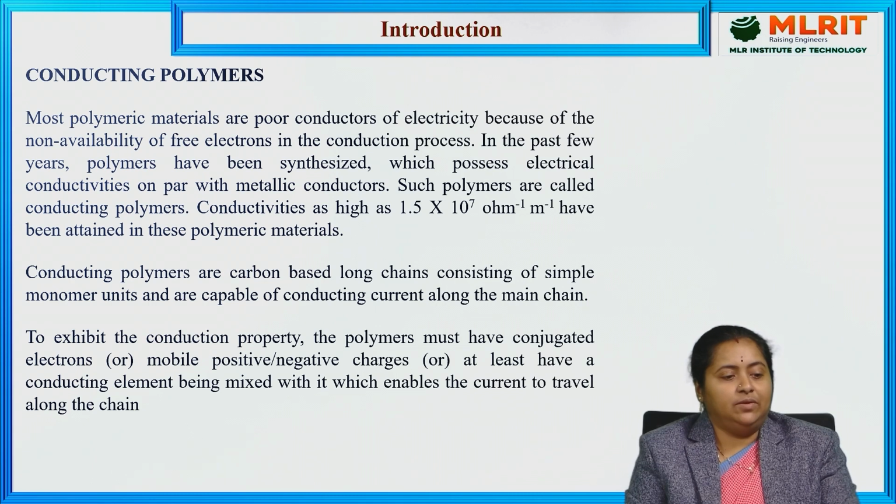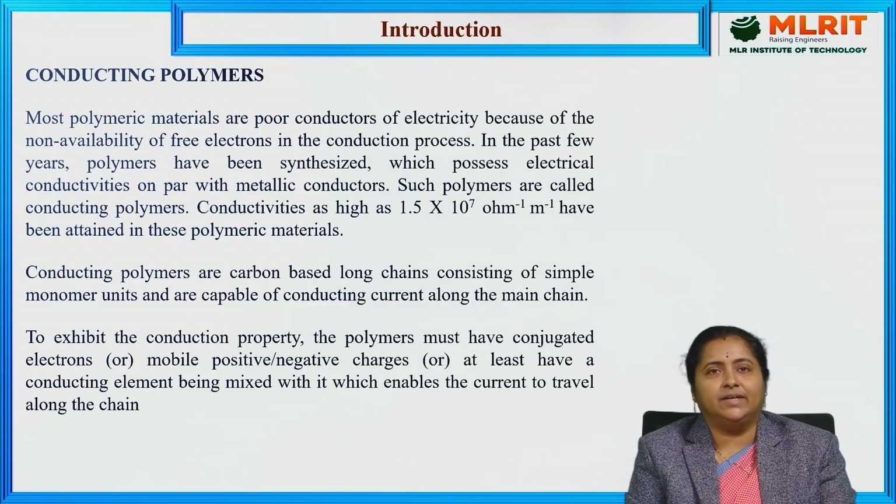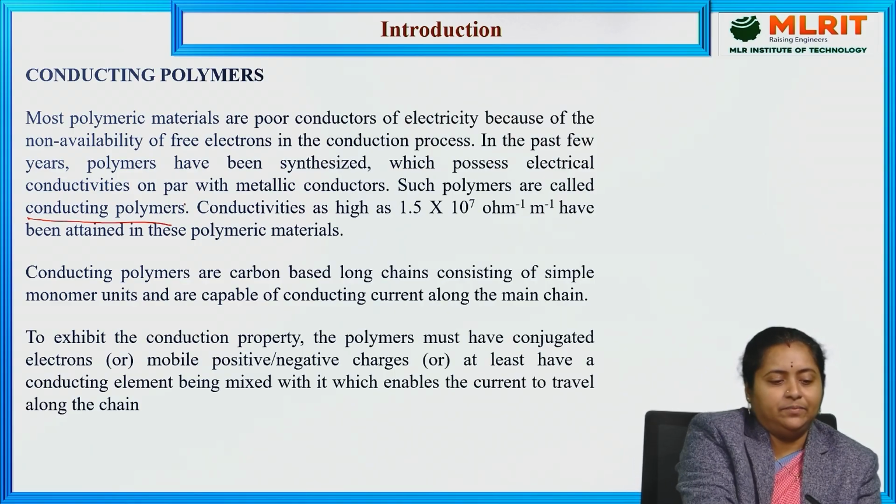So as I told you, some kind of polymeric materials are able to exhibit conduction when they have availability of free electrons. That means most polymeric materials are poor conductors of electricity because of non-availability of free electrons in the conduction process. In the past few years, polymers have been synthesized which possessed electrical conductivities on par with metallic conductors. Such kind of polymers are what we call conducting polymers.